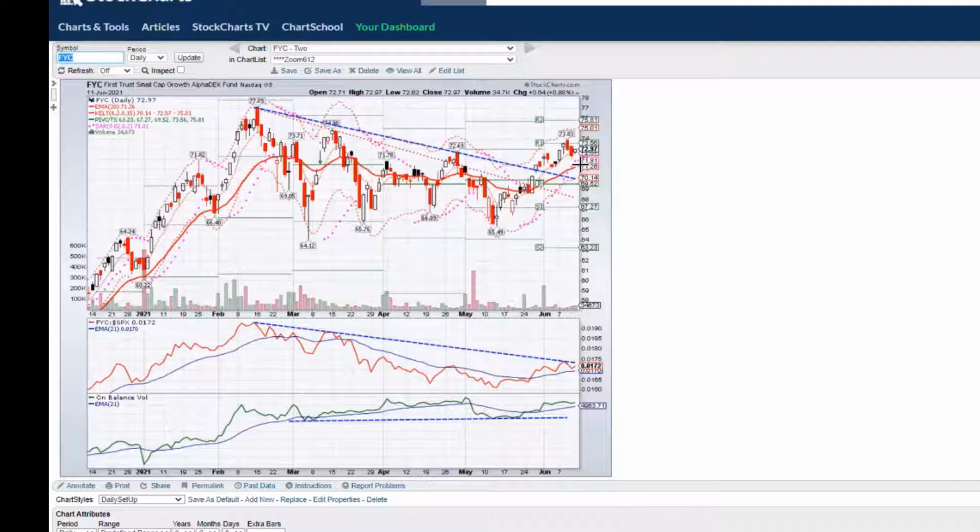It all looks pretty good. In terms of your risk, there's probably a close underneath the pivot, which is at 69.52. You're at 72.97, it looks like, so it's a bit above it.